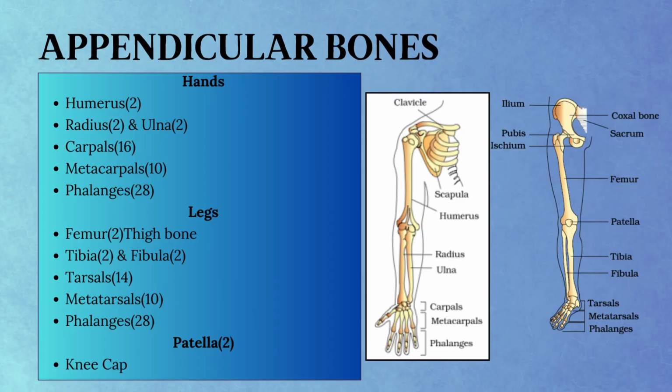Now let's see the appendicular bones. There are totally 126 appendicular bones. In hands, 58: humerus, 2, radius, 2, and ulna, 2, carpals, 16, metacarpals, 10, phalanges, 28. In legs, 58: femur, 2, it is a thigh bone. Tibia, 2, and fibula, 2, tarsals, 14, metatarsals, 10, phalanges, 28, patella, 2. It is a kneecap. The picture shows the hand bones, patella and leg bones.